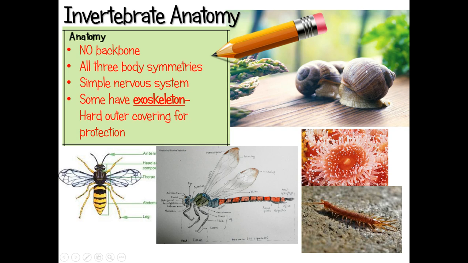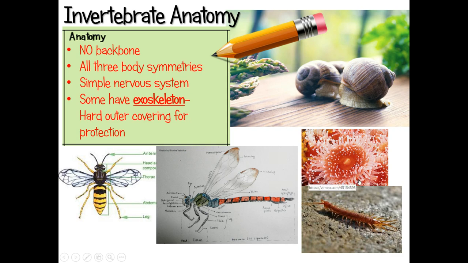There's some invertebrates that are soft bodied and they protect themselves by making a shell. So these are going to be like clams, mussels, snails, right? That's not considered an exoskeleton. It's just called a shell. And then some are soft bodied. They don't live in anything. They don't have any kind of protection. So they usually have some other defense mechanism like stinging.